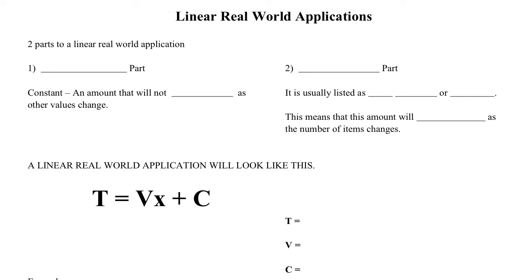So we want to talk about real world applications of linear equations. The first type we're going to talk about deals with two main parts. We're going to have a constant part and a variable part to this. The constant part is going to be an amount that will not change as other values are changing. So, something that is not going to change.